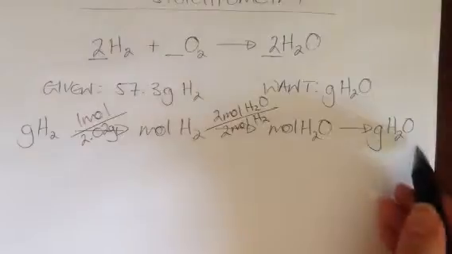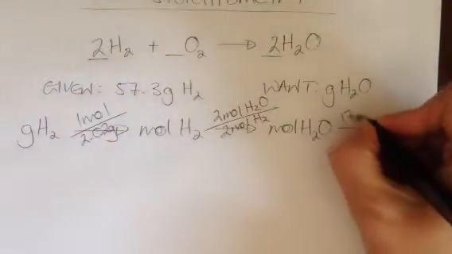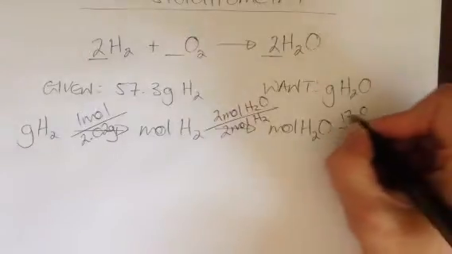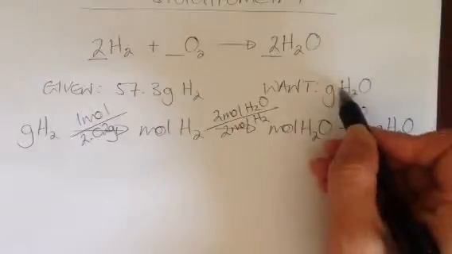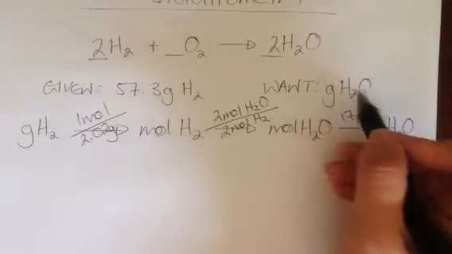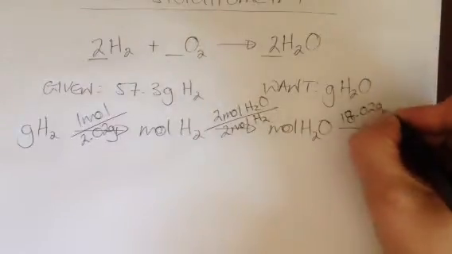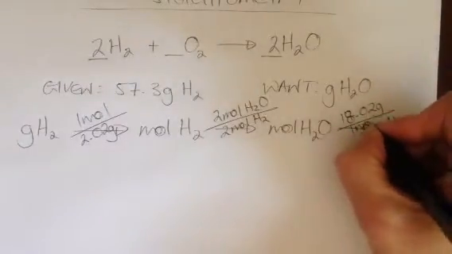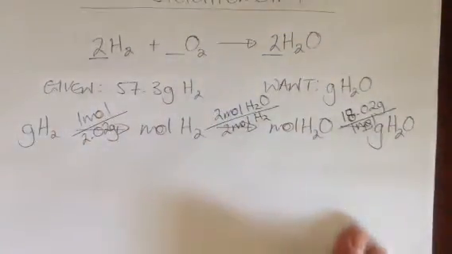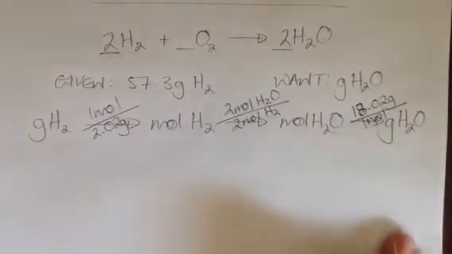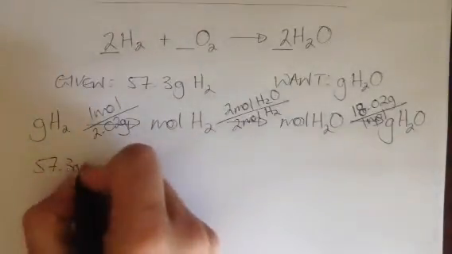And then moles of water to grams of water, we need the molar mass of water. We want moles on the bottom. So 17. Oh, sorry, no, that's wrong. Let's actually calculate the molar mass of water. We've got 2 times 1.01 for hydrogen plus 16. So that's 18.02 grams per mole. That's the molar mass of water. Okay, so take our given quantity, 57.3 grams of hydrogen.